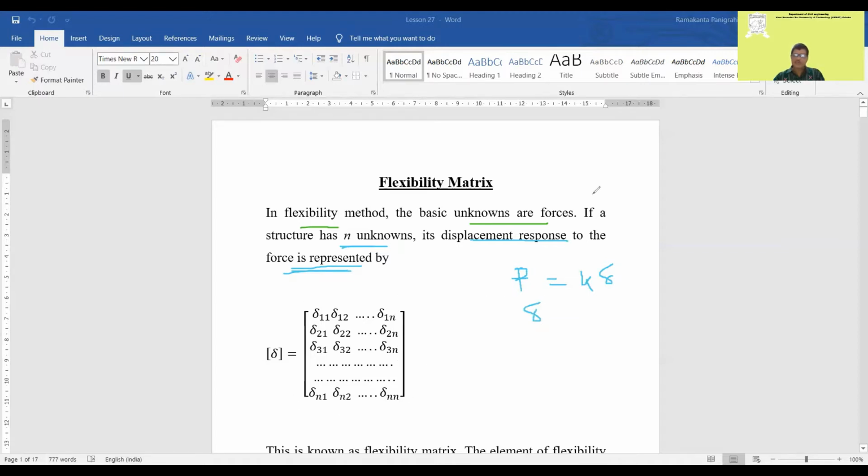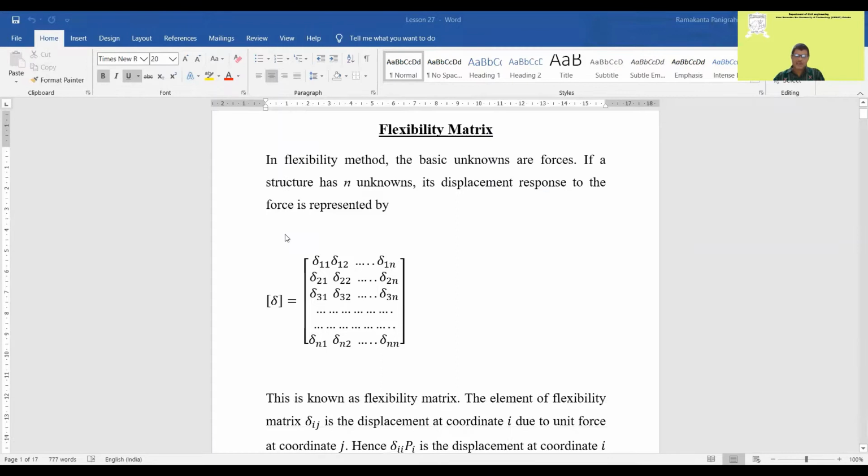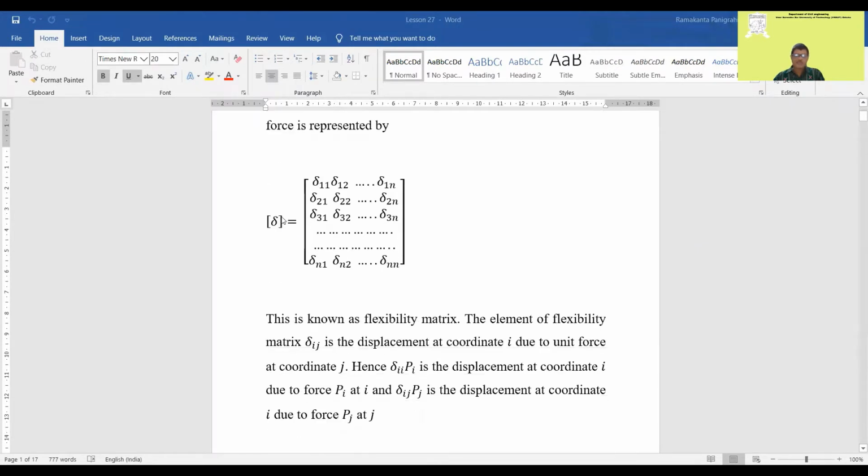Now, what is the meaning of this? The meaning of delta 1 1. Delta 1 1 means like we have seen K1 1, K2 1, K3 1 in the case of the stiffness matrix. Here also in the flexibility matrix, each column represents a particular application of a force.